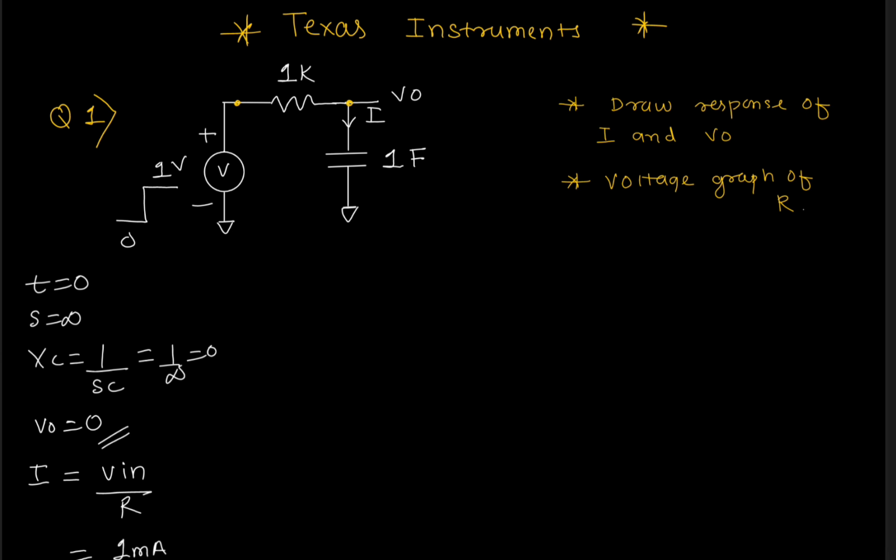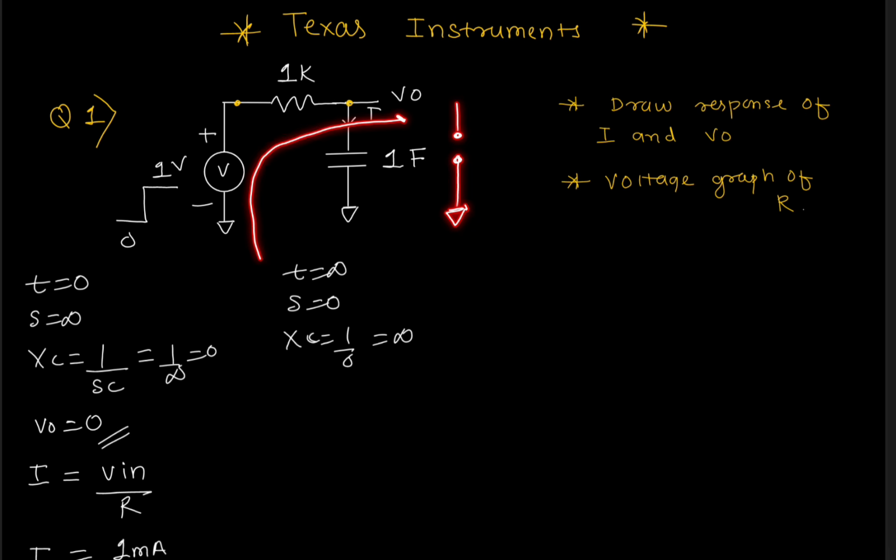Now at t is equal to infinity, we have S is equal to 0. That's why Xc is 1 by 0, which means infinite. That means it is open circuited. So as it is open circuited, the current does not have any path to flow.